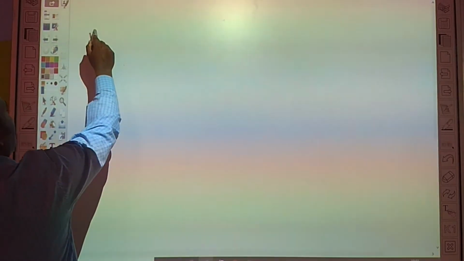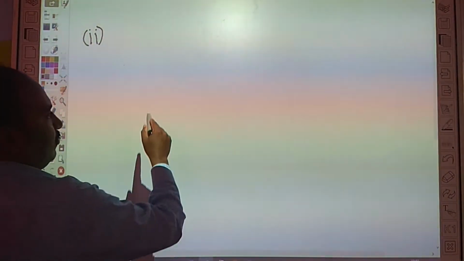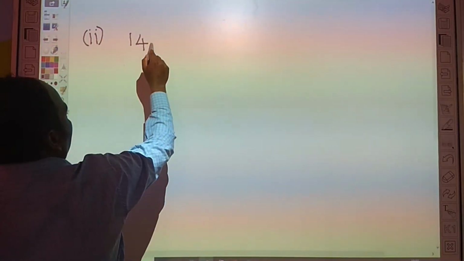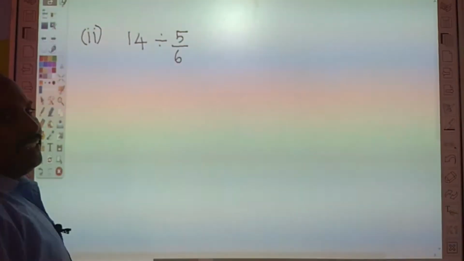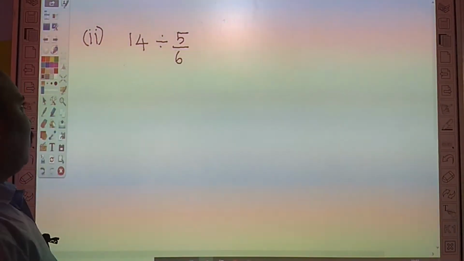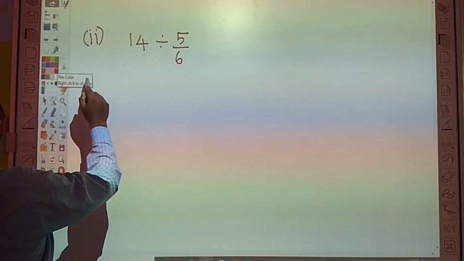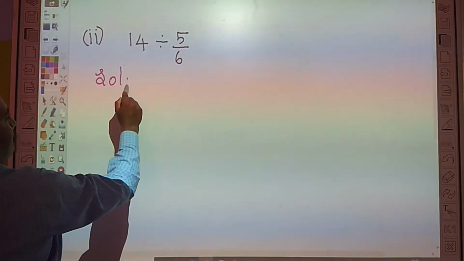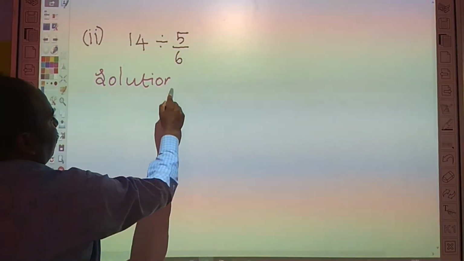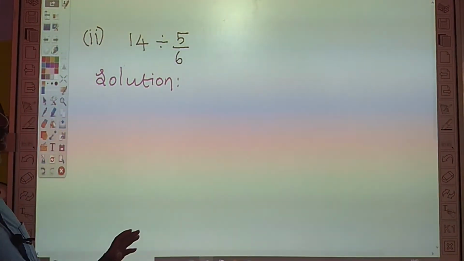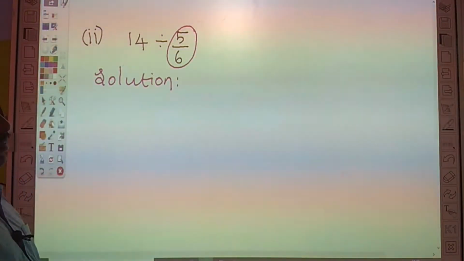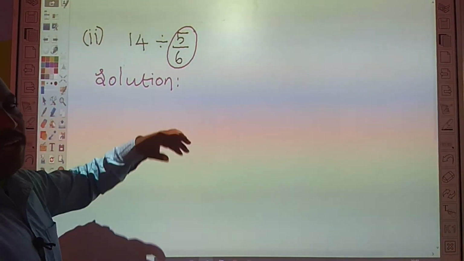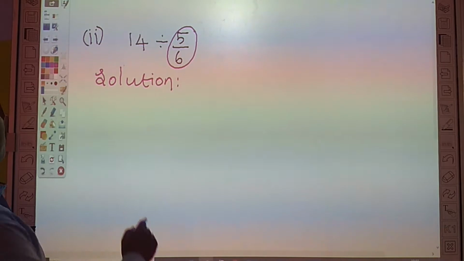The next one, second one. 14 divided by 5 by 6. We want to divide 14 divided by 5 by 6. So the second number is 5 by 6. We take the reciprocal of 5 by 6.